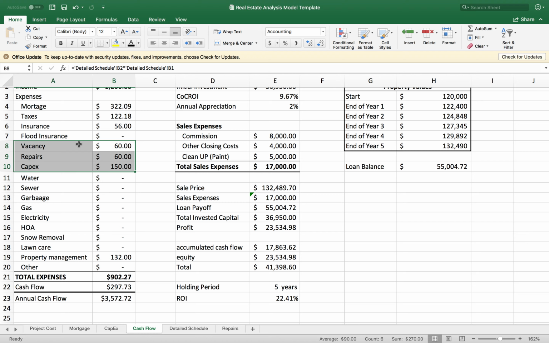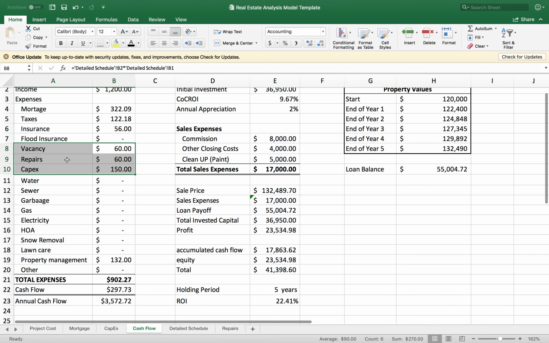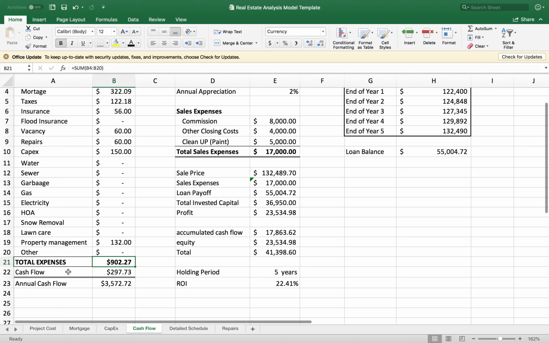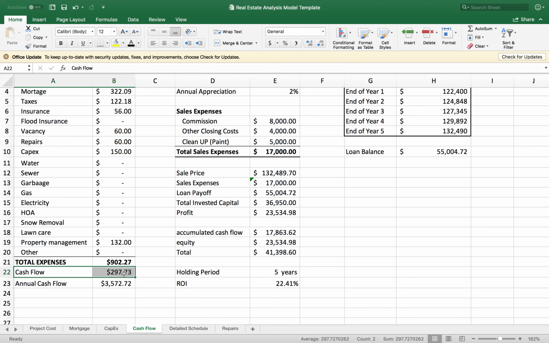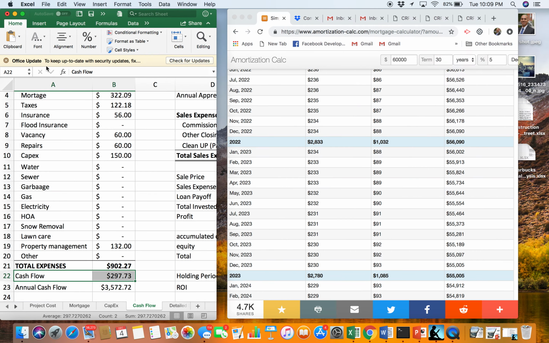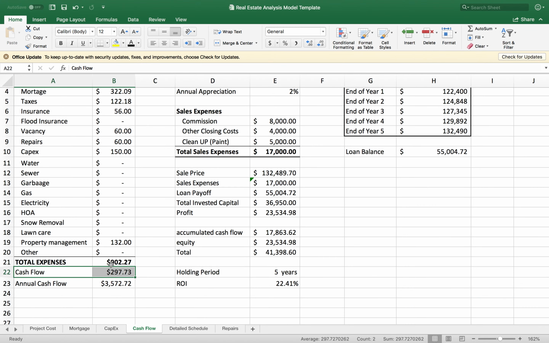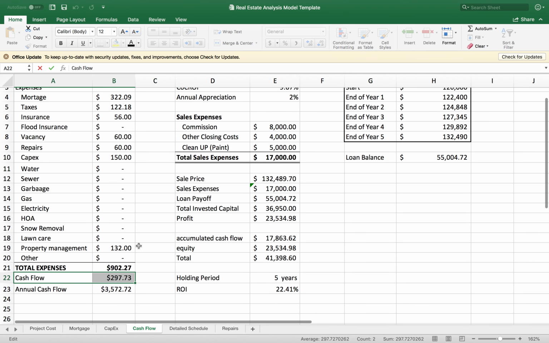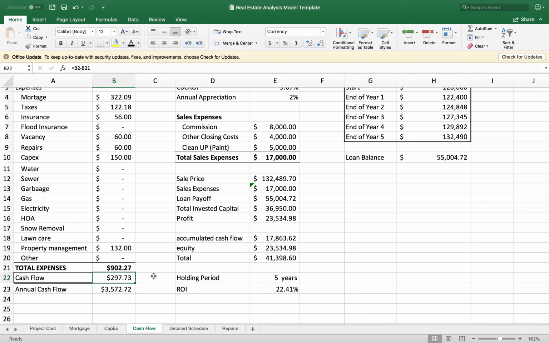Now that we've accounted for all of our expenses, we're simply going to add up our total expenses, and we get a total of $902. To calculate your total cash flow, which is also your monthly net income, you simply subtract your total expenses from your total income, and that gives you $297. If you multiply it by 12, we get to $3,572. So that's how you calculate your annual cash flow.